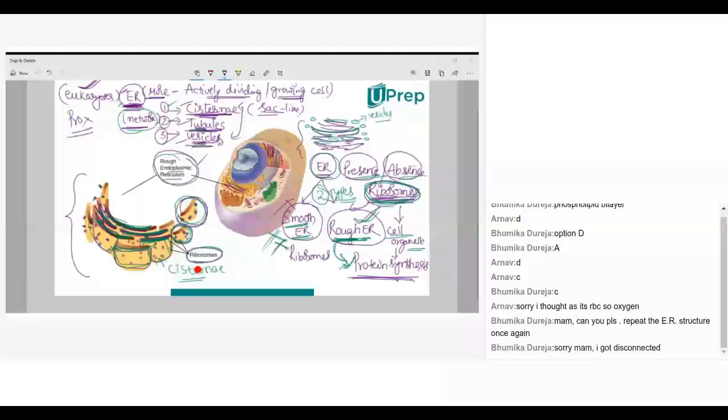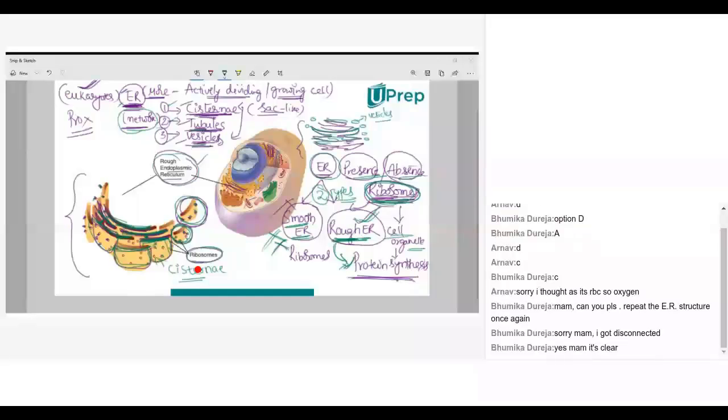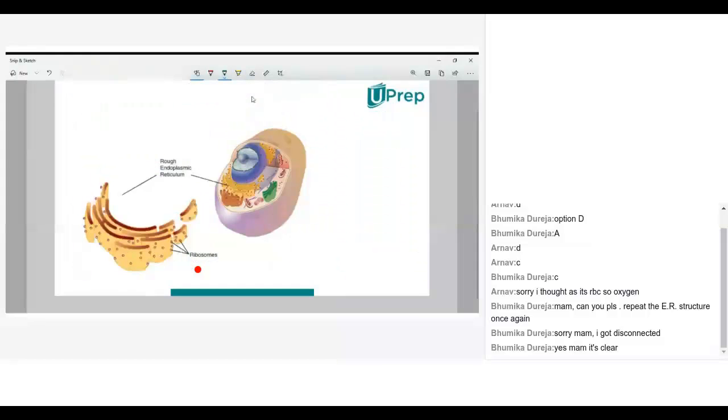Clear, Bhumika? Do you have any doubt? Okay, fine. Then, after smooth and rough endoplasmic reticulum differentiation, we'll move on to the next slide.